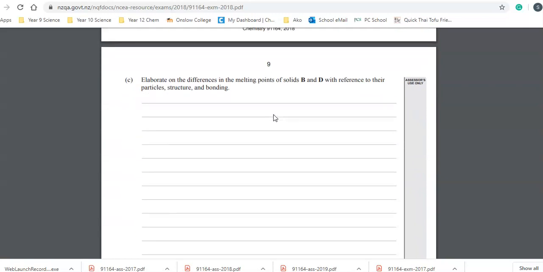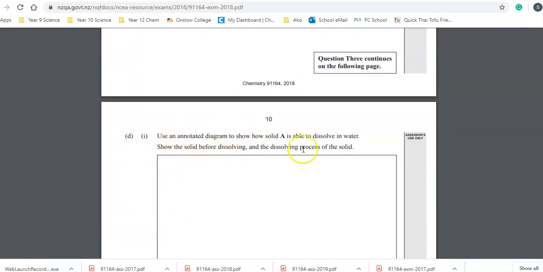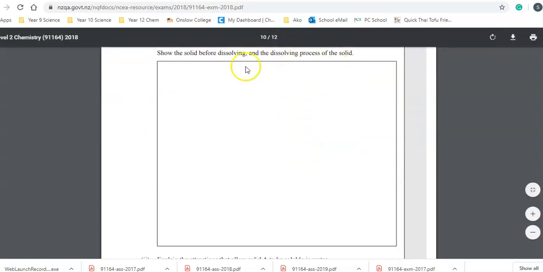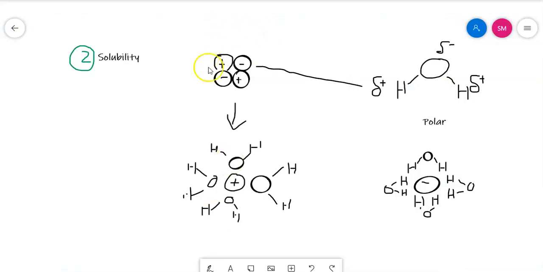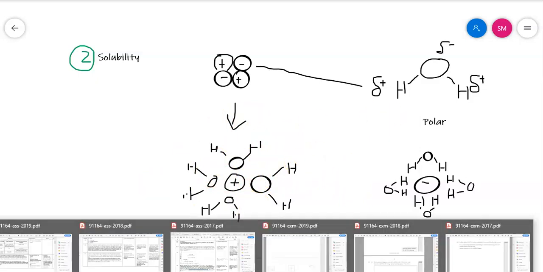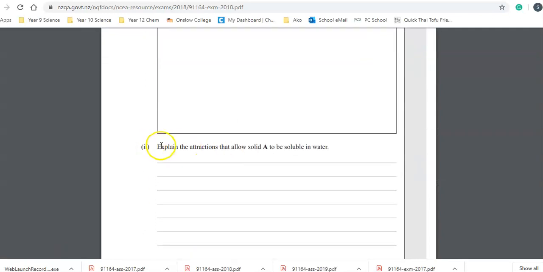So we have: use an annotated diagram to show how solid A is able to dissolve in water. Show the solid before dissolving and the dissolving process of the solid. So we've pretty much done that. Well, we have done that here. We've shown it before being dissolved, and then we've shown that once it is dissolved in water, that's that part. And so we need to explain the attractions that allow solid A to be soluble in water.